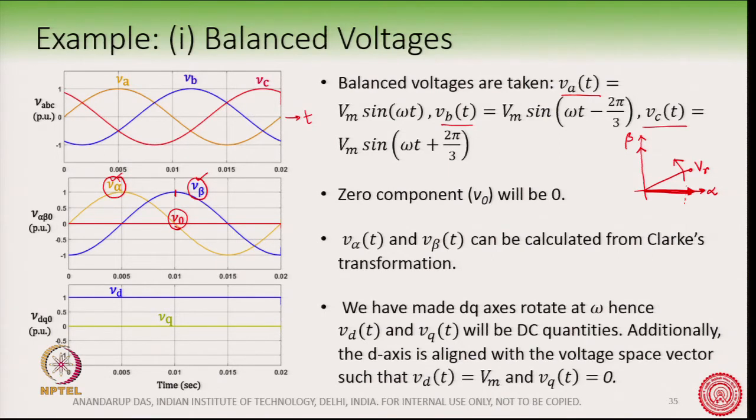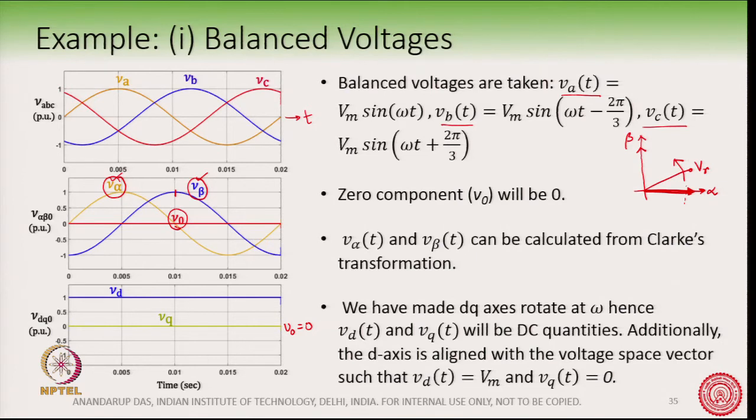What about the dq0 components? Now, V0 in the alpha beta 0 transformation is 0. So, in the dq0 transformation also this will be equal to 0. In fact, we have not shown the dq0 just for clarity. So, V0 is also 0 here. I can write it here, V0 is equal to 0 in the dq0 transformation.